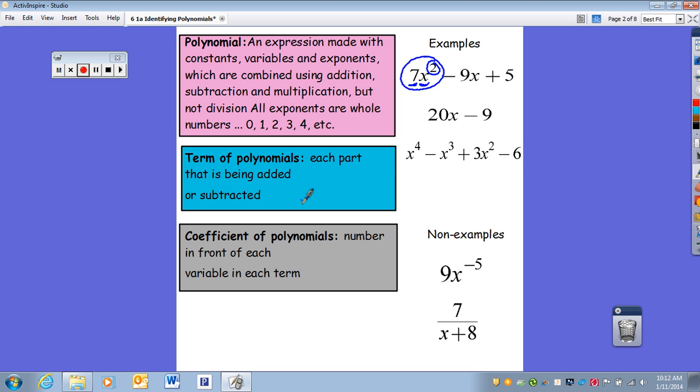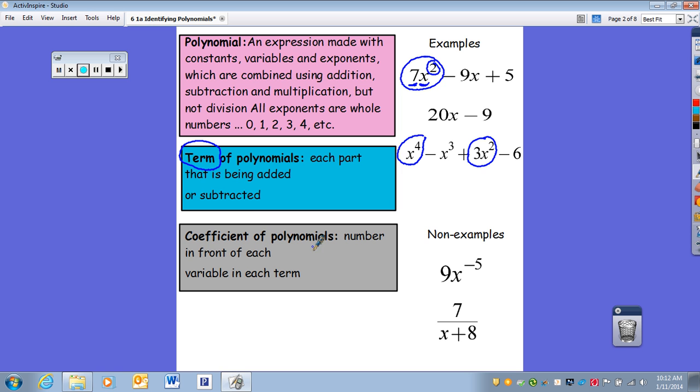Our next important vocabulary is the word term. The term of a polynomial is each part of that polynomial that's being added or subtracted. A term is a unit that is joined together by multiplication, or it can be a single number or variable. So in this example, x to the fourth is a term. It is a variable and an exponent. In this example, 3x squared is a term. It is joined together as one unit by multiplication.